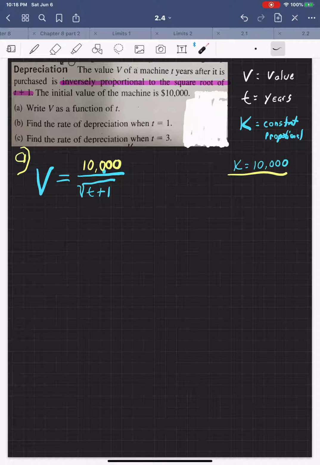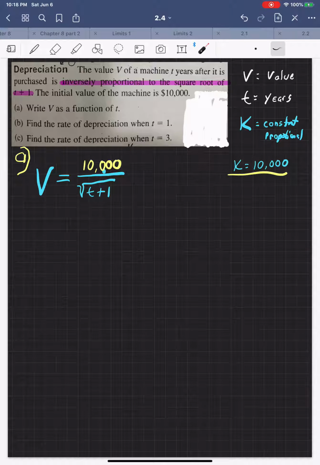And let me tell you what this would do. So let's say you bought your car for $10,000, and this is how you would model its value. At time 0, it's worth 10,000. 1 year later, you could plug a 1 in for T and figure out the value. 2 years later, 3 years later.